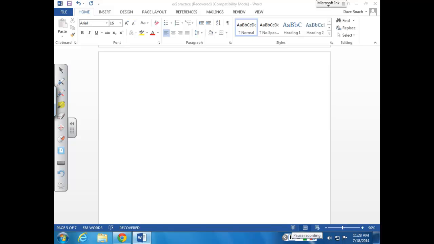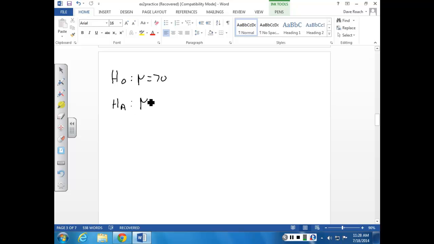So let me show you something on your calculators. Let's say that we had H0 mu equal to 70 and HA mu not equal to 70. So we just want to know if it's different, either side, that's a two-tailed test. And let's say that we have a population standard deviation equal to 10. We know that. And let's say that we have a sample size of 40 and that we have an x bar equal to 72.